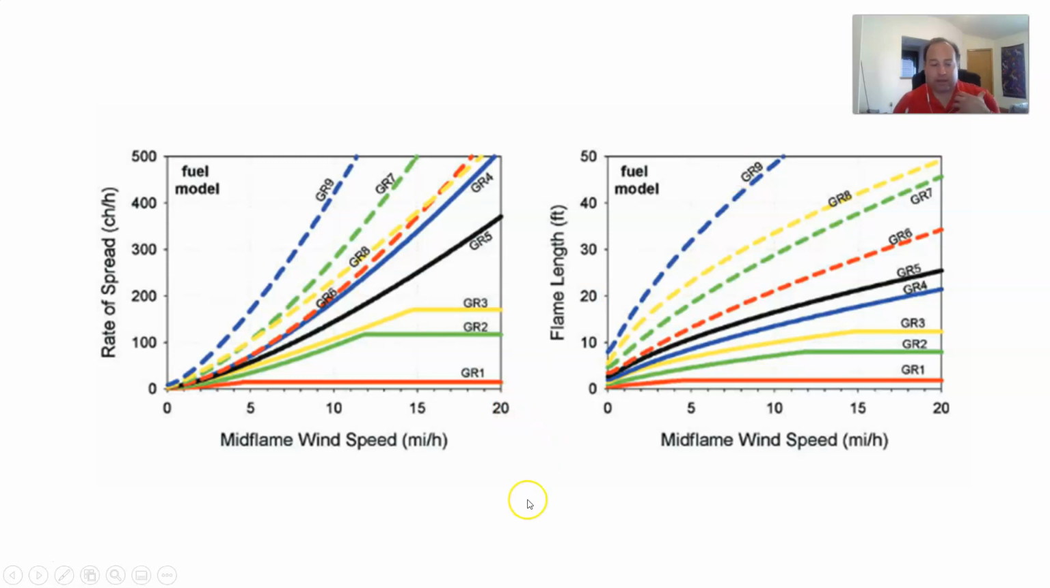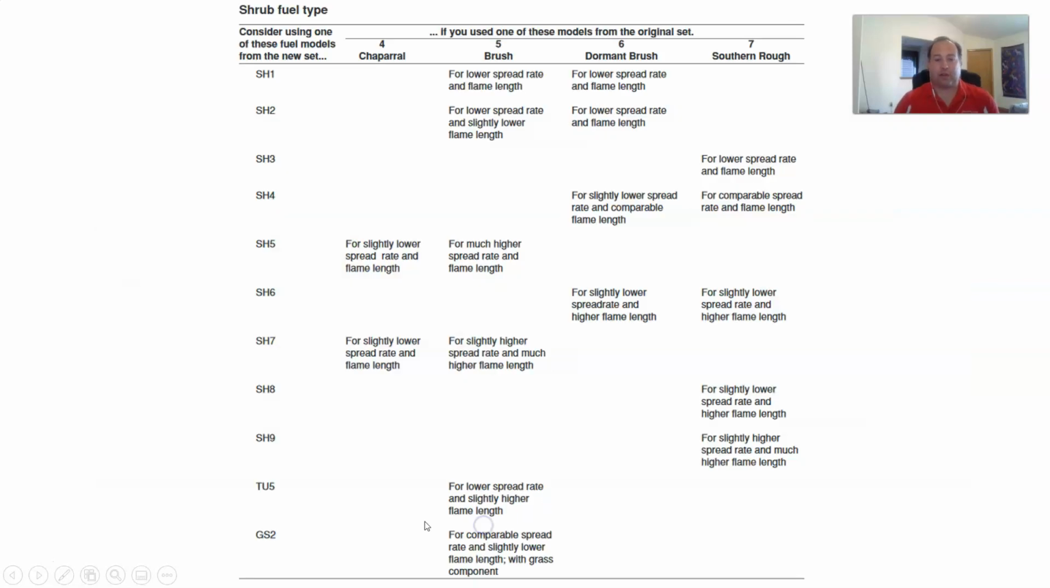And so with these fuel models, we start having a base to work from where we can understand things. So going on to our shrub fuel types, which we looked at an example of, SH2, you can see we've got all these shrub fuel types, 9 of them, and then we also got TU5, timber understory 5, and we also got grass shrub 2 as well.